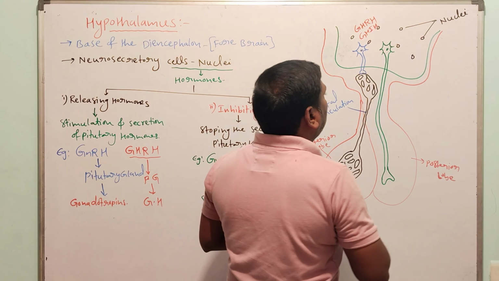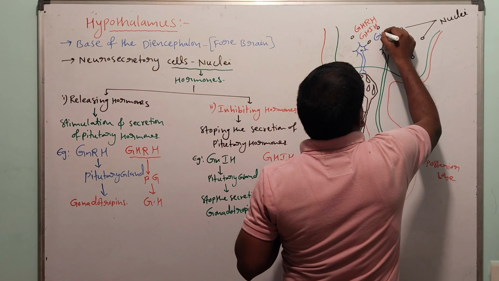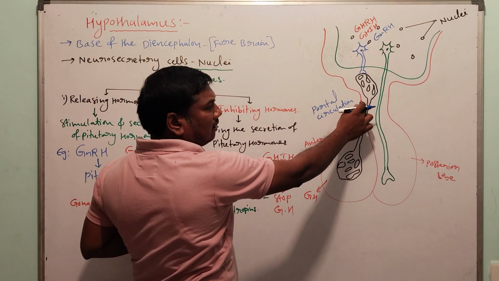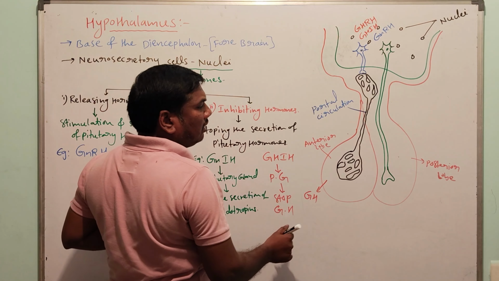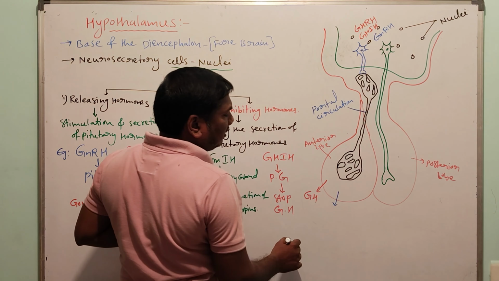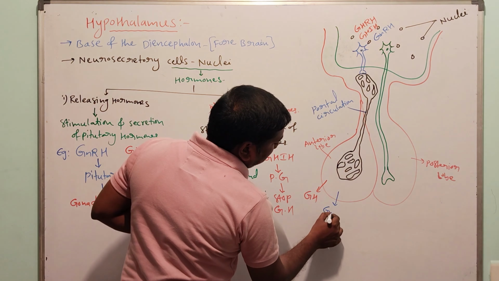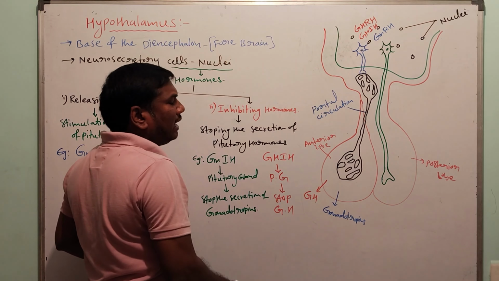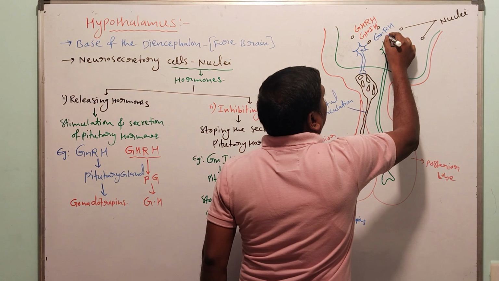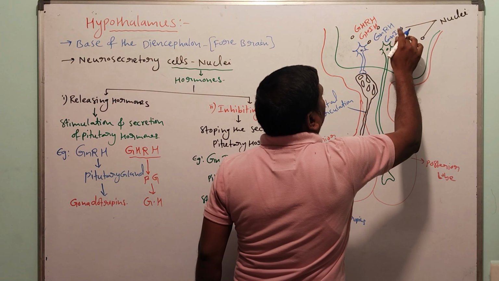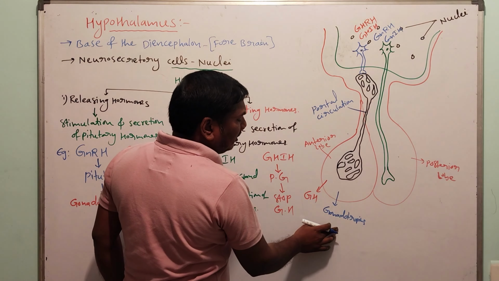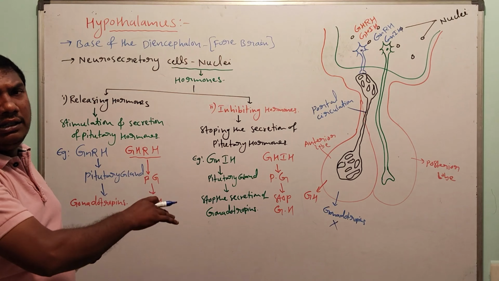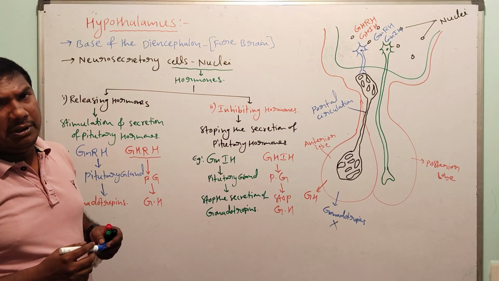Another one is the gonadotropin releasing hormone secreted by the hypothalamus. It enters the portal circulation to the pituitary gland, and the anterior pituitary releases the gonadotropins. Next, another hormone is the gonadotropin inhibiting hormone. It enters into the pituitary gland, and the pituitary gland stops the secretion of the gonadotropins. One example is the releasing hormone, another example is the inhibiting hormone.